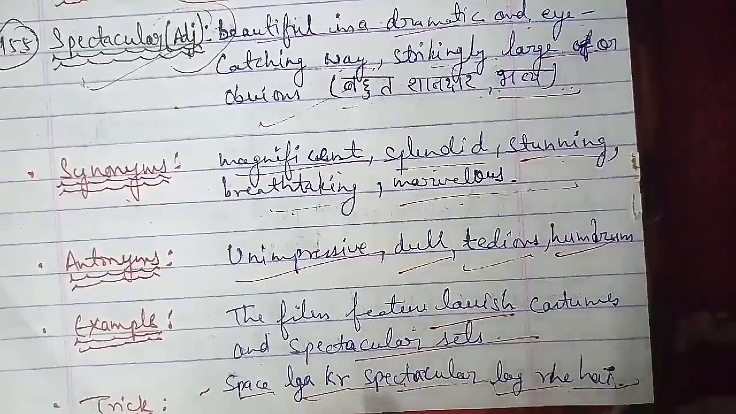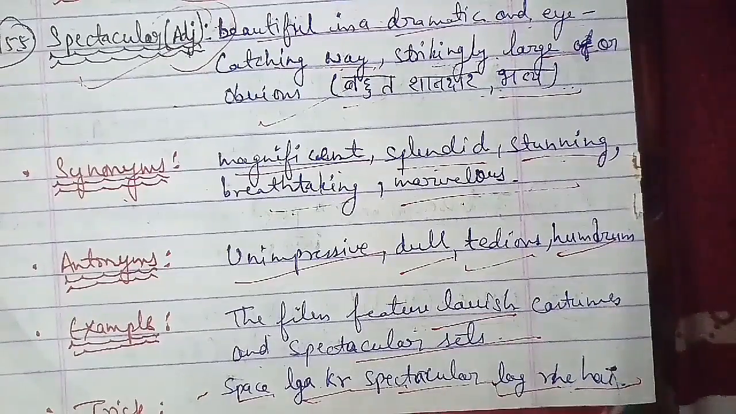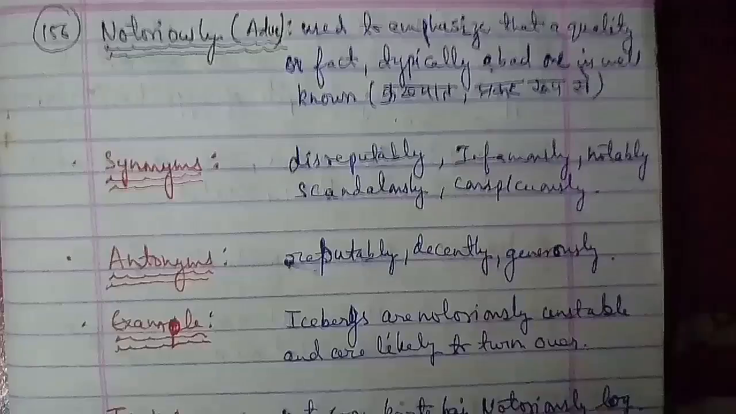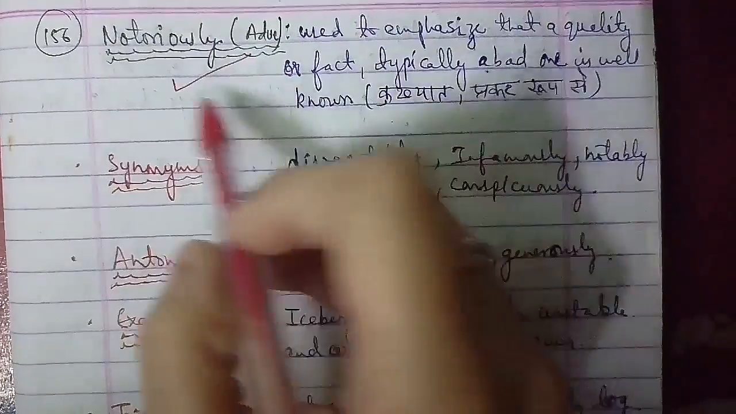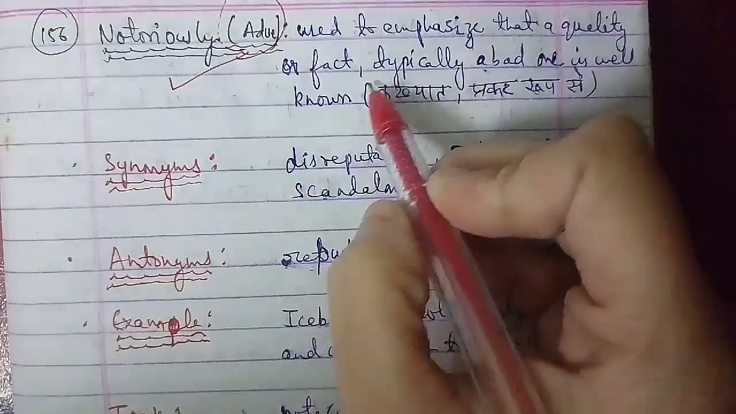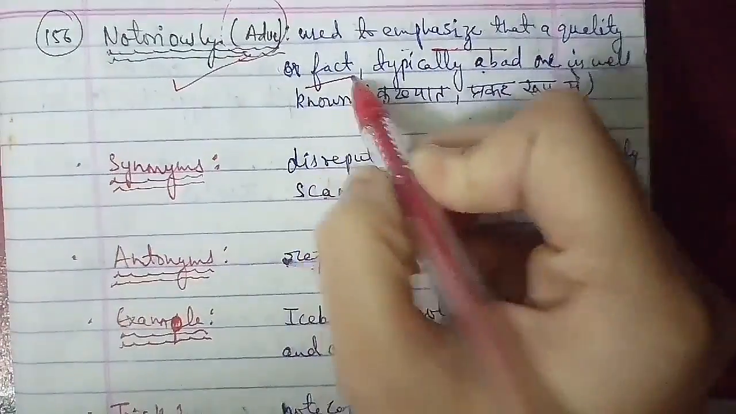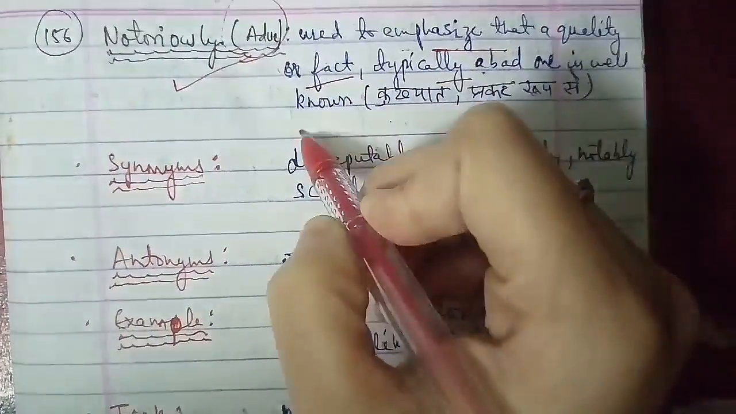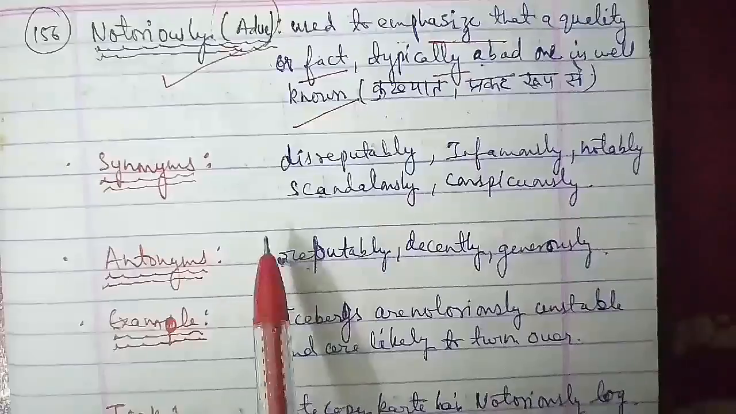The next word, the 156th word here, is notoriously. Notoriously is used as an adverb, and the meaning of notoriously is used to emphasize that a quality or fact, typically a bad one, is well known. Basically, when we use this word as an adverb, it is used to emphasize a quality, typically a bad one, of course. In Hindi we can say कुख्यात और प्रकट रूप से.